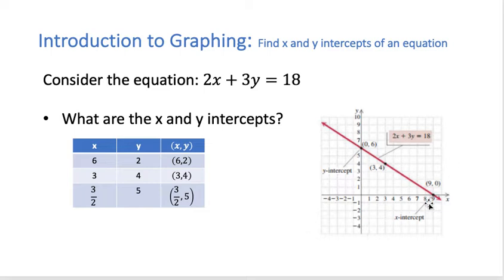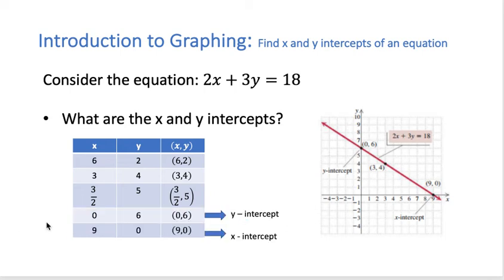So the x and the y intercepts are pointed out in this graphic. The x-intercept is where this line goes through the x-axis, and the y-intercept is where it goes through the y-axis. So the y-intercept right here is the ordered pair 0, 6. The y-intercept is 6. And the x-intercept is 9, the ordered pair 9, 0.